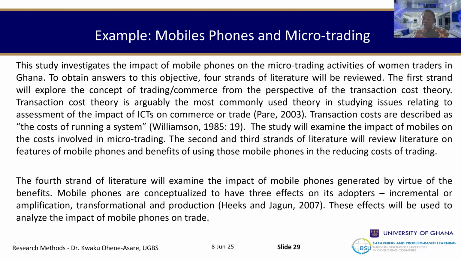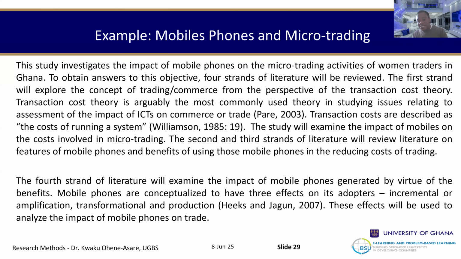Sometimes when you have a tabular taxonomy, it helps you to summarize, because the tabular taxonomy will help you to organize the work. The second and third strand of the literature will review the literature on features of mobile phones and benefits of using mobile phones in reducing trading cost. Then the final one will examine the effect of mobile phones generated by virtue of benefits.